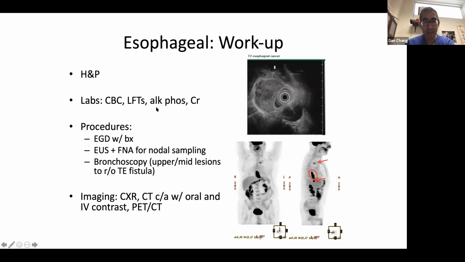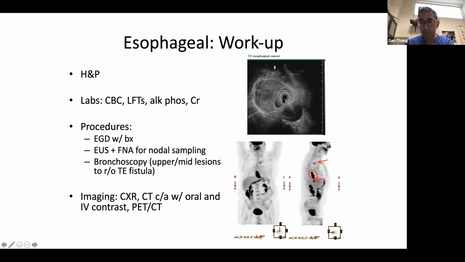Workup: H&P, labs, but the main procedures are an EGD, where you take a scope directly down and do a biopsy. We also do endoscopic ultrasound, which is what you do to stage a tumor. You want to know the T stage, which is a measure of how thick the tumor extends through the wall of the esophagus. The gold standard for preoperative staging is an endoscopic ultrasound, and here's a picture of what that looks like.